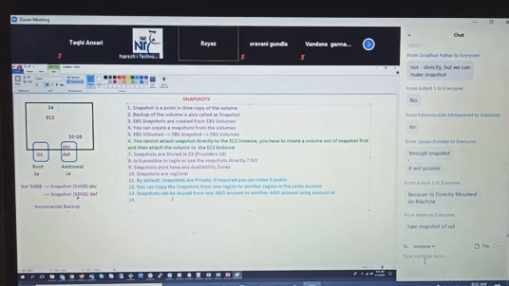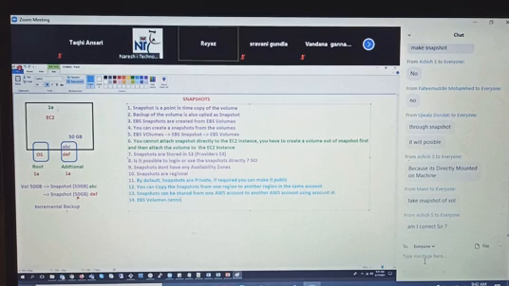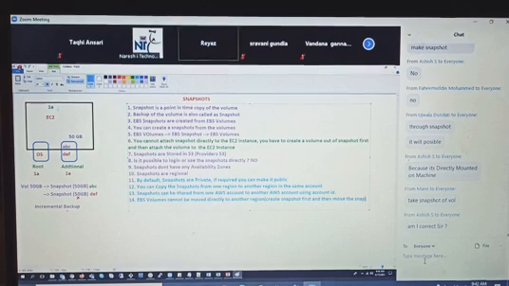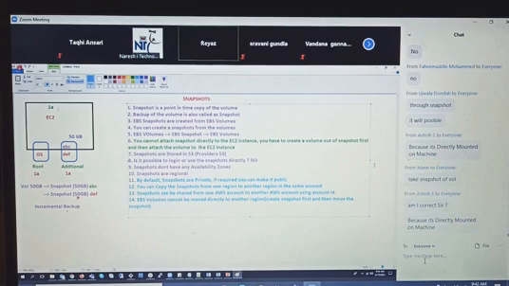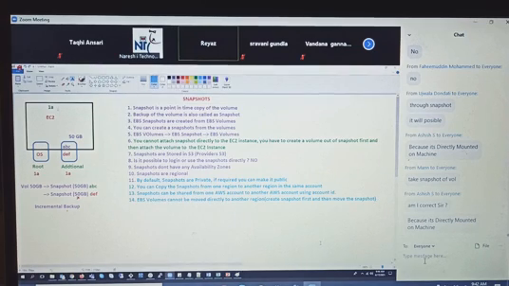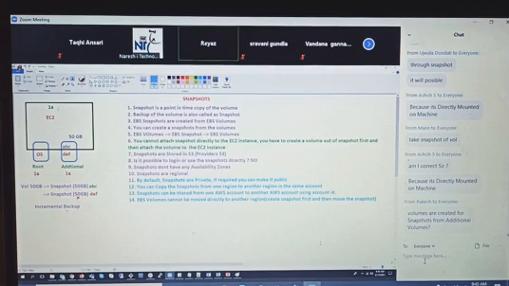So let me put that here also. EBS volumes cannot be moved directly to another region. So create the snapshot first and then move the snapshot. Am I correct? Okay, because it's directly mounted to the machine. Yes, that's the logic.